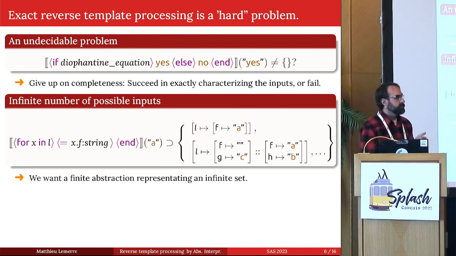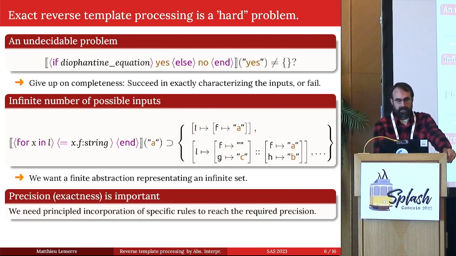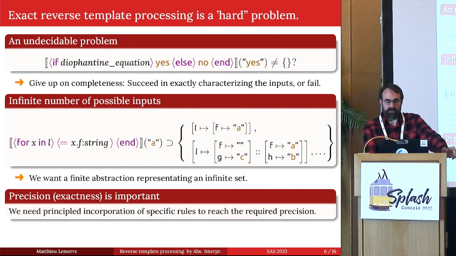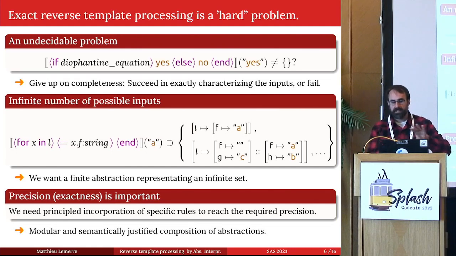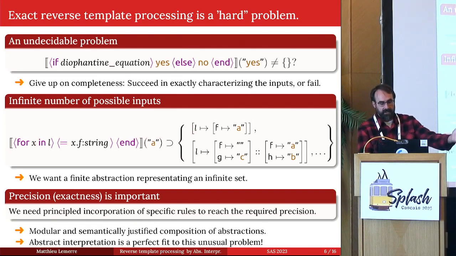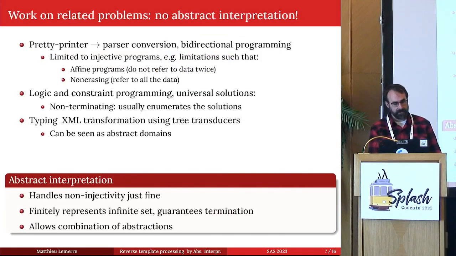So this should ring the bell that we want abstract interpretation, and to have a Galois connection between a finite representation of some data and an infinite number of data. And lastly, we want precision. Precision is important, and what we will see is that we will have to incorporate a lot of specific rules to reach the required precision, and we want to do that in a principled way. And so we want a modular and semantically justified composition of different abstractions. So as I've presented this in the background, everybody should think that abstract interpretation is a perfect fit to this quite unusual problem. But interestingly, this has not been the case in the past.